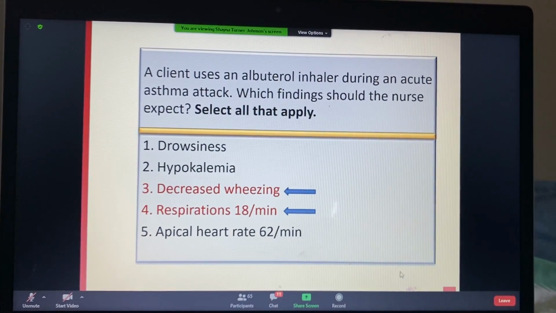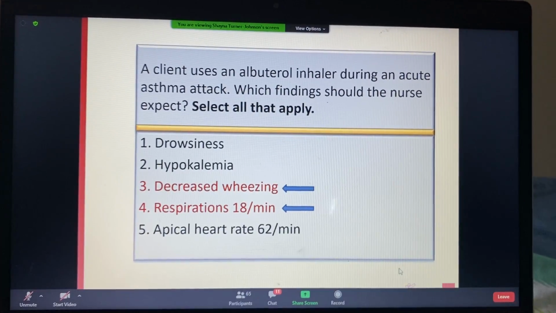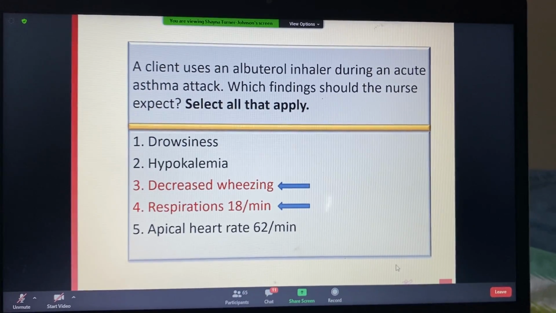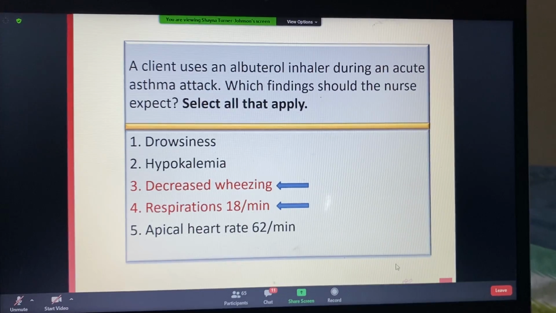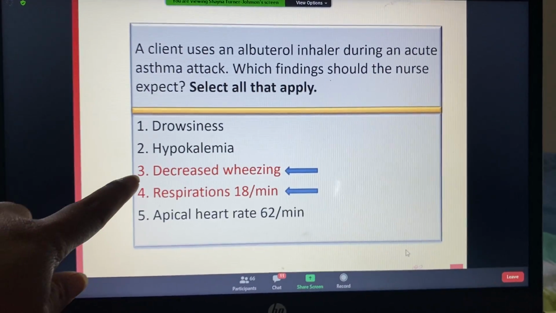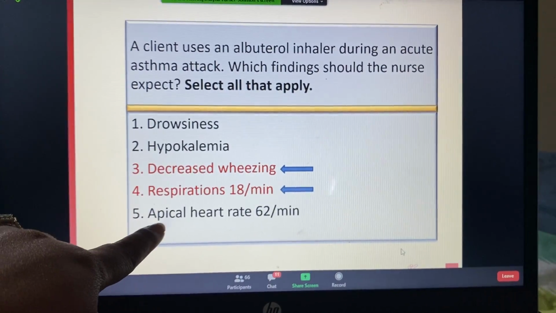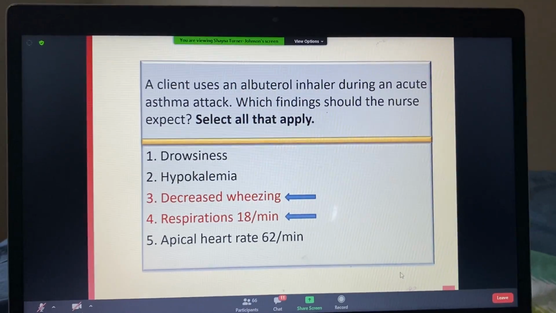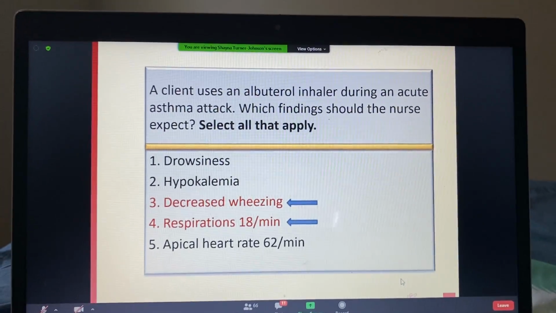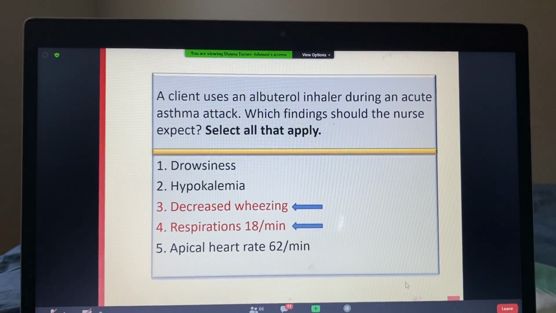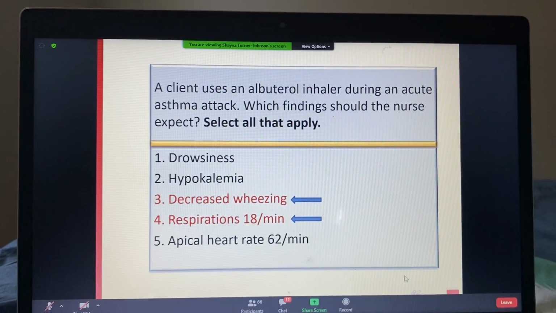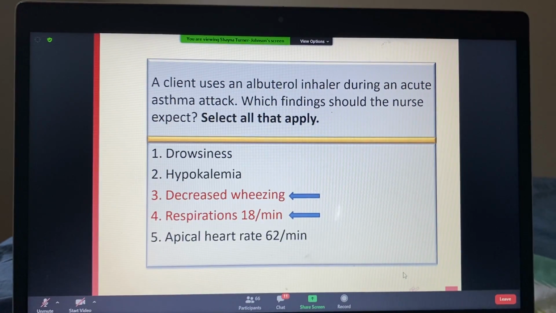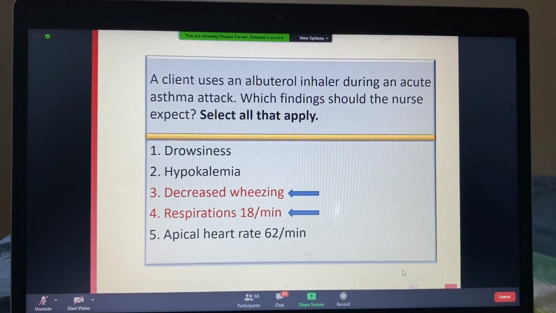All right, so the correct responses here are 3 and 4. So albuterol inhaler is a bronchodilator, okay? So it's going to open the airways, decreasing the constriction, thereby decreasing the wheezing, and we should then have a normal respiratory rate. It does not cause drowsiness or hypokalemia, and it does not affect the apical heart rate. It does cause tachycardia potentially.